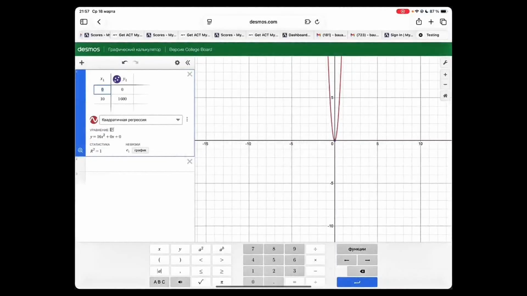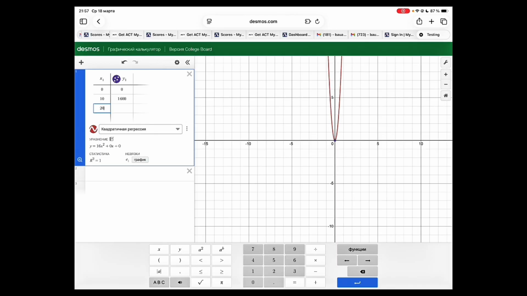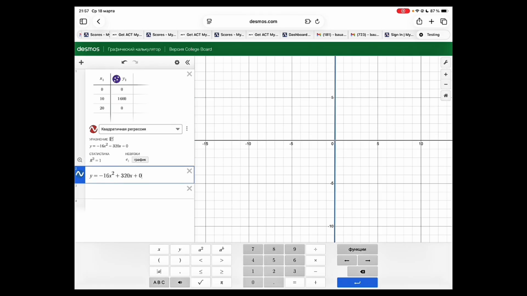Which means we found our third point: after another 10 seconds, at 20, the height is going to be equal to 0 because it's going to be on the ground. And now we have our equation. There you have it. And they're going to ask us the height when the time is equal to 15. I'm going to put 15 into the x-axis, and there you have it. The answer is 1200.